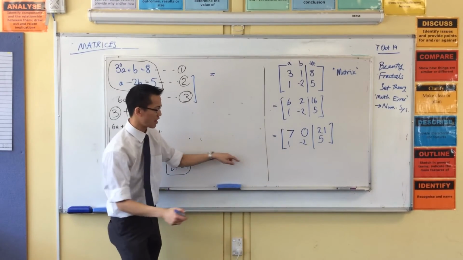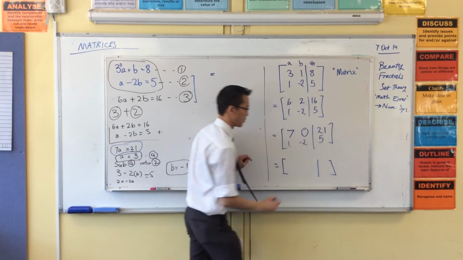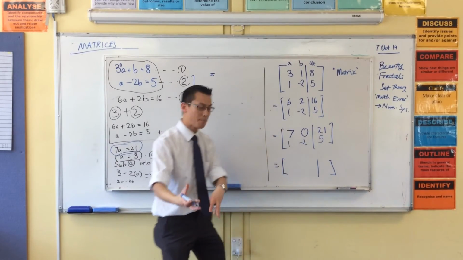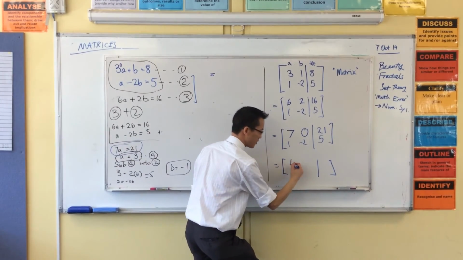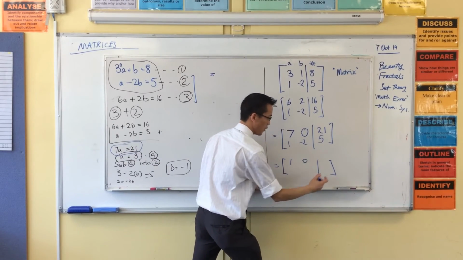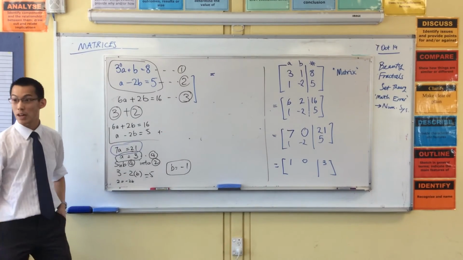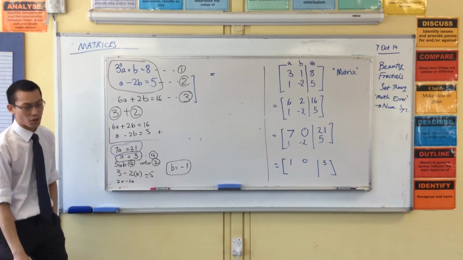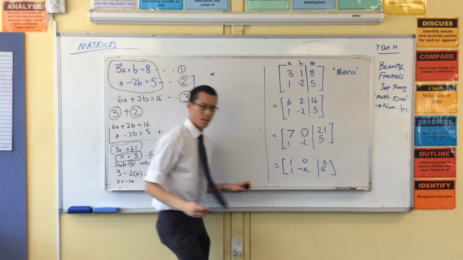So I can still fit this down here. Right, this whole first row, divide by 7, that's going to be equivalent to this line here. 7 divided by 7, 1. 0 divided by 7, 0. 21 divided by 7 gives you 3. So far, so good? Okay. What have I got down here? 1, negative 2, 5. Okay.